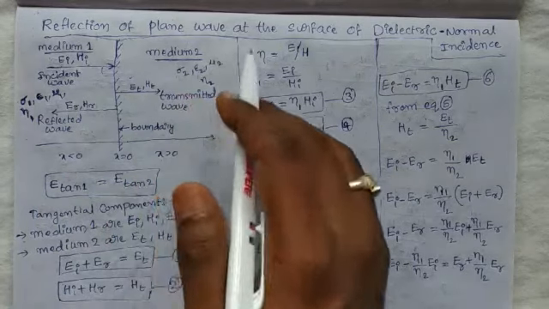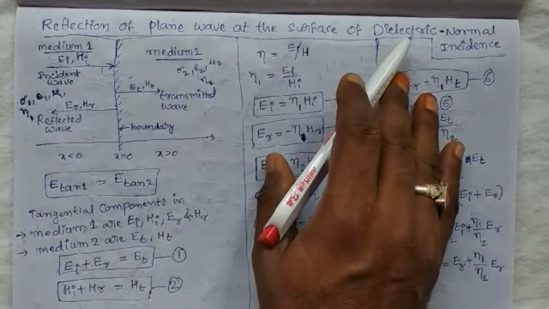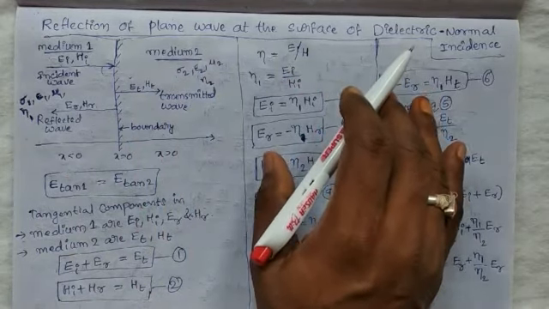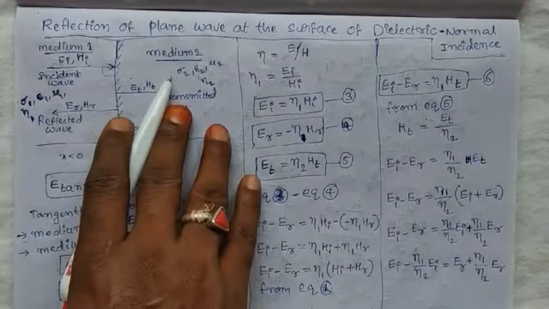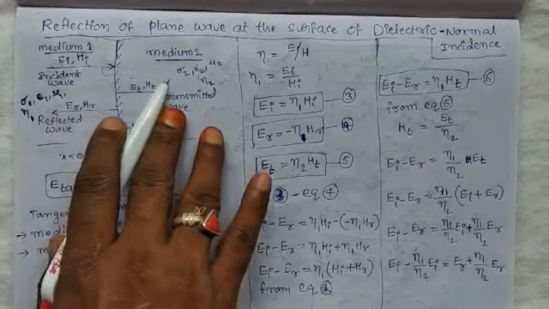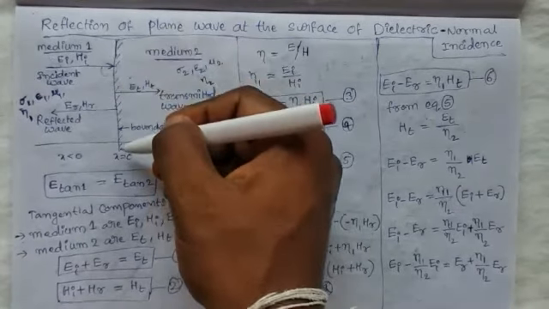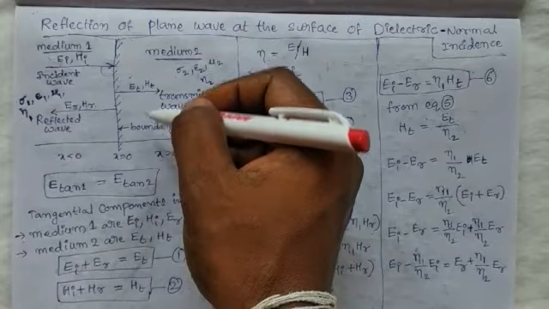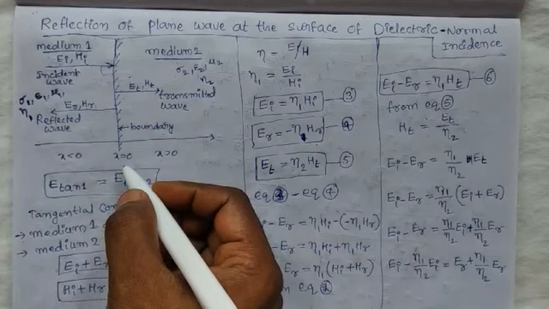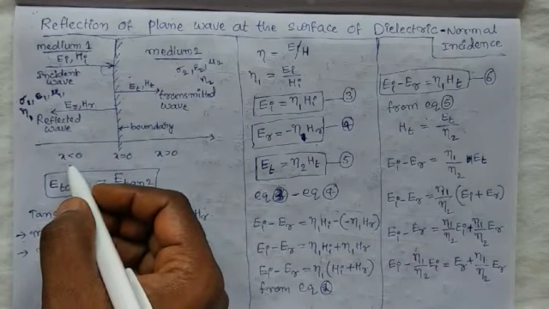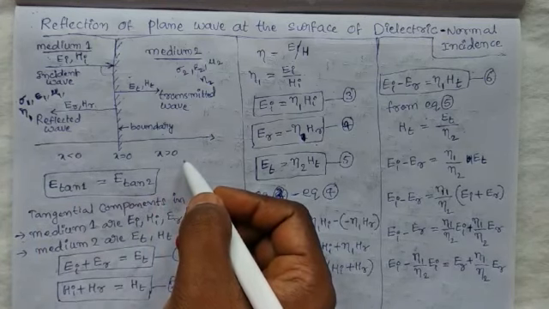In this lecture, we are going to discuss reflection of a plane wave at the surface of dielectrics. For this case, we are considering two dielectric mediums. This is dielectric medium 1, and this is dielectric medium 2. These two mediums are separated by a line called the boundary or interface. This boundary is located at x equal to 0. Medium 1 is at x less than 0 and medium 2 is at x greater than 0.